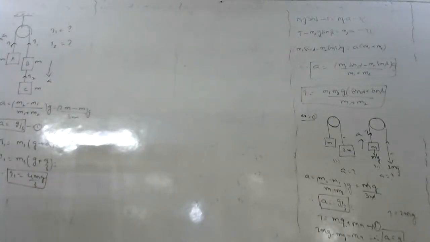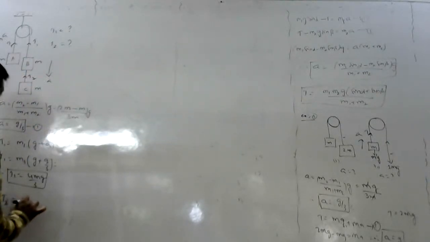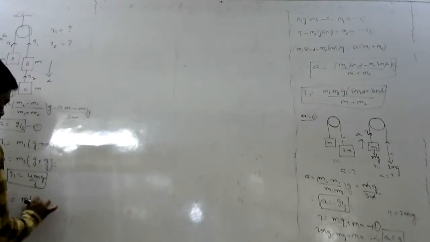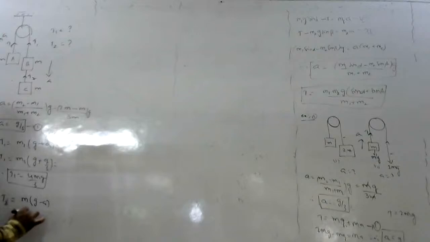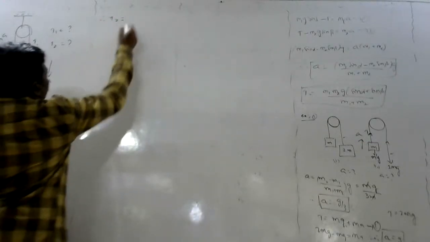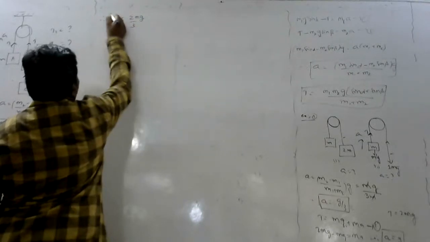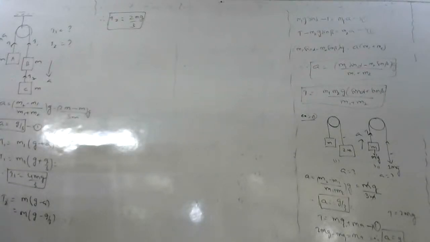T1 is equal to 4mg by 3. From this diagram, T2: here T2 is equal to the block downwards. So T2 is equal to m into (g minus a). Acceleration is g by 3. LCM 3g minus g, 2g by 3. Therefore, tension T2 is equal to 2mg by 3.